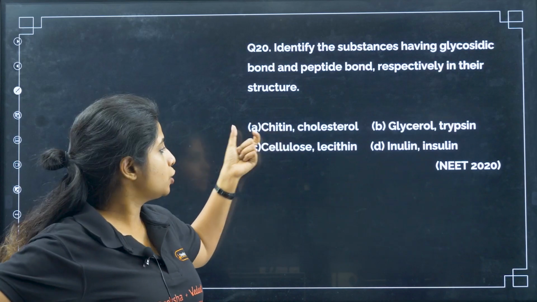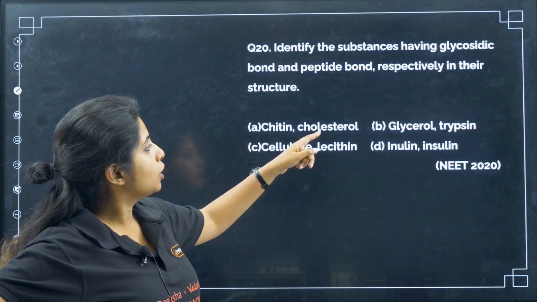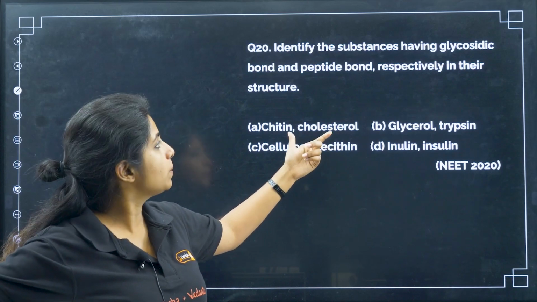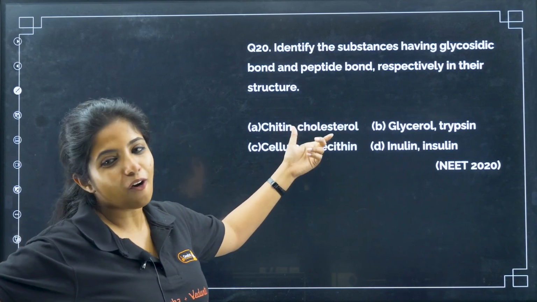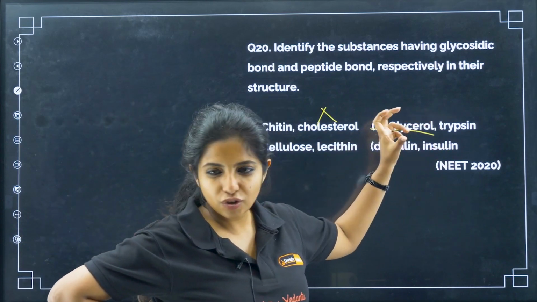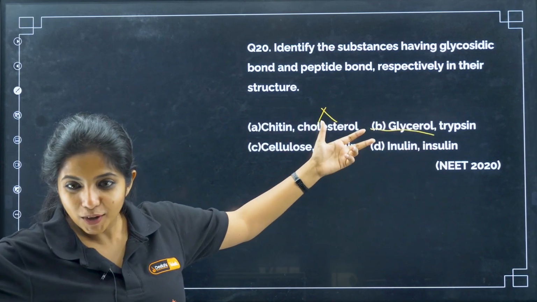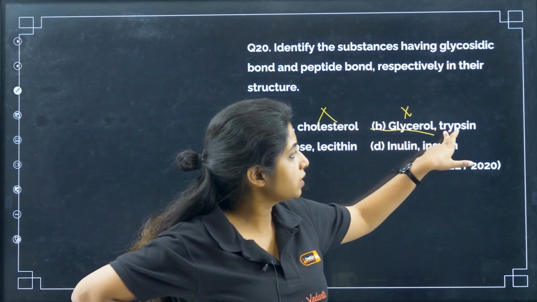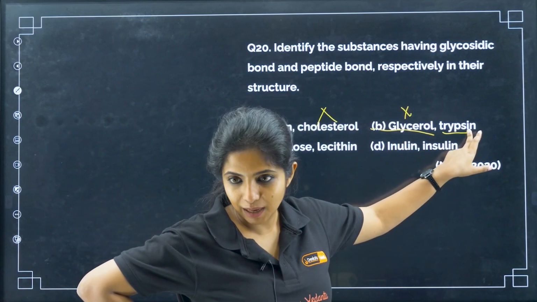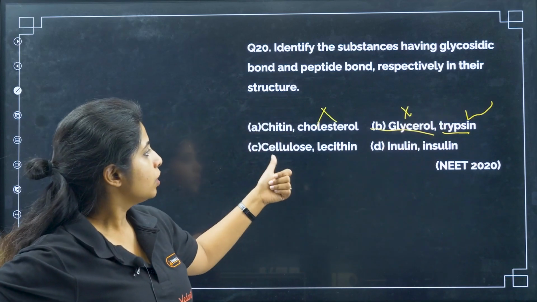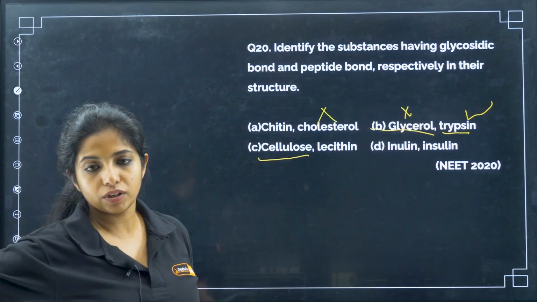Glycosidic bond. It is made up of polysaccharide. Talking about cholesterol, no, it cannot be considered to be a sugar or a protein, so which is why it will be wrong. Glycerol is just a unit, an alcohol molecule. Would not be considering it to have a glycosidic bond. Trypsin is a protein, it's an enzyme, so it will be having a peptide bond, but it does not have the glycosidic bond. Cellulose, again it will be having the glycosidic bond.